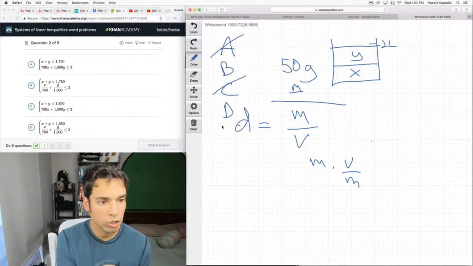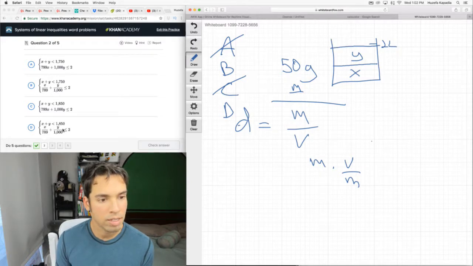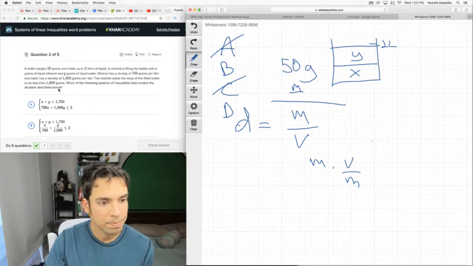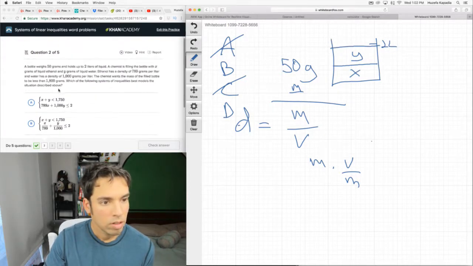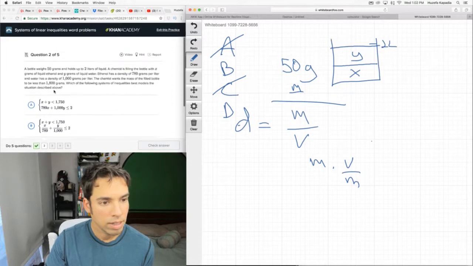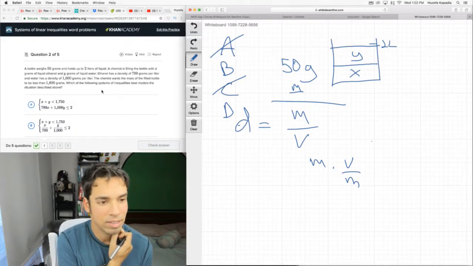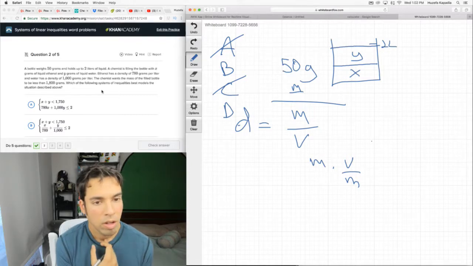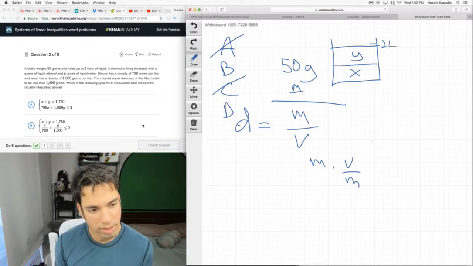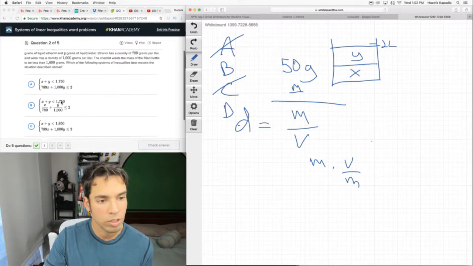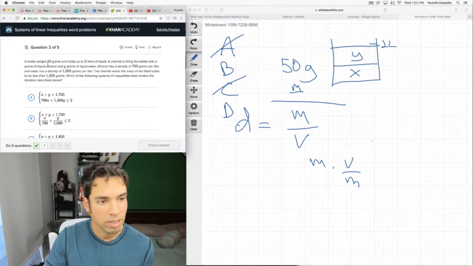So now the question is, which one of these equations are right? Is it X plus Y is less than 1850 or X plus Y is less than 1750? Now those are the masses. They say the chemist wants the mass of the filled bottle to be less than 1,800 grams. So they don't put 1,800. They put 1,750 or 1,850. The question is, which one is which? It's this part that's the differentiator.